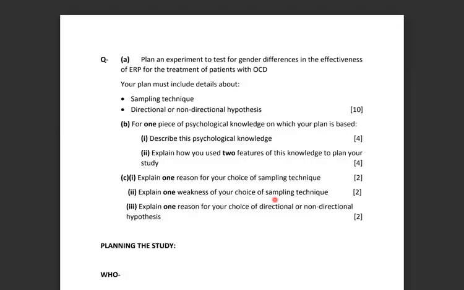And C part 3 is going to be on this. Explain 1 reason for your choice of directional or non-directional hypothesis. So you went for a directional hypothesis where you said that males will perhaps have a greater reduction than females in OCD symptoms. And you can give your reason for that, because maybe you believe that males will respond more or females may respond more, whatever your hypothesis is, you can give a reason for it. And you can say that the reason it's a directional hypothesis is because I'm giving the result a specific direction, okay, towards the males or towards the females, right? So that's essentially what you're required to do in section B.